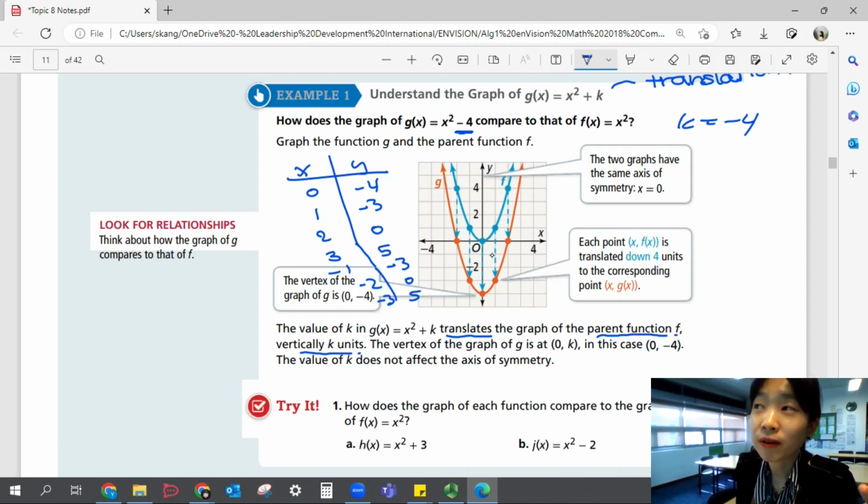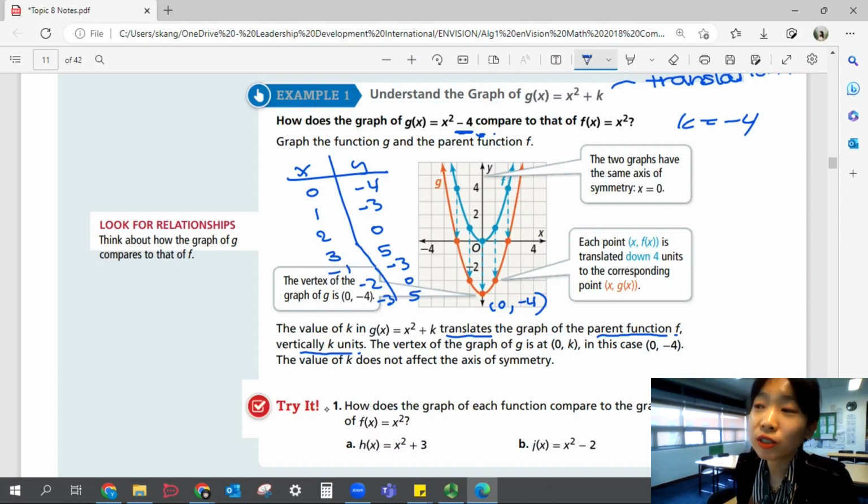So in this case, you're going to say x squared minus 4 translates the graph of the parent function vertically 4 units down. And the vertex of the graph is at 0, negative 4. The value of k does not affect the axis of symmetry. It just translates the graph down 4 units.